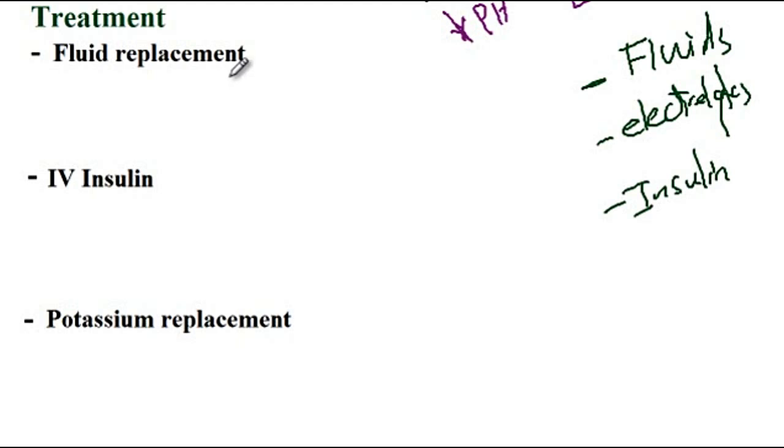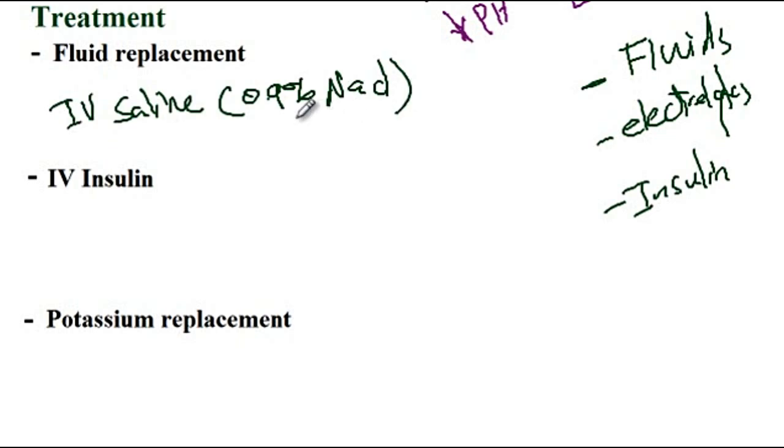As I mentioned, for fluid replacement, you can use IV saline. So you can use the normal IV saline, which is 0.9% sodium chloride. And then if the sugar in patients with DKA drops less than 200, you will have to add dextrose to the IV saline to prevent a further drop in the glucose levels.